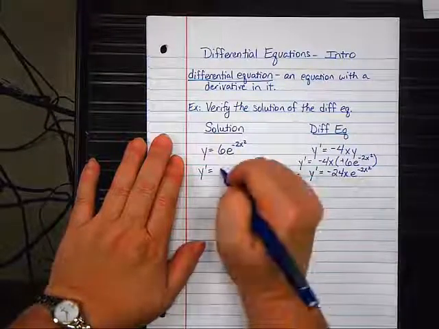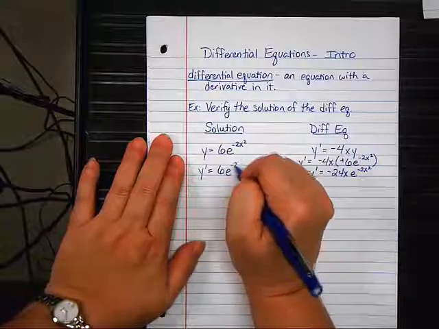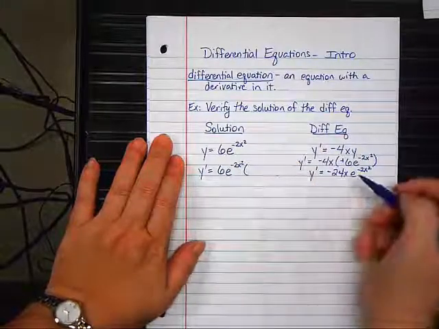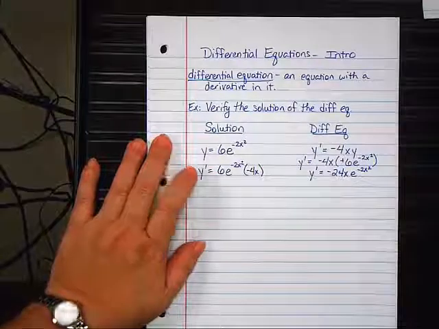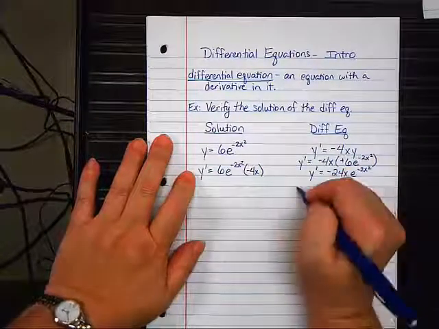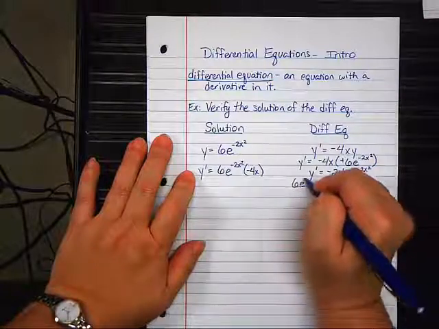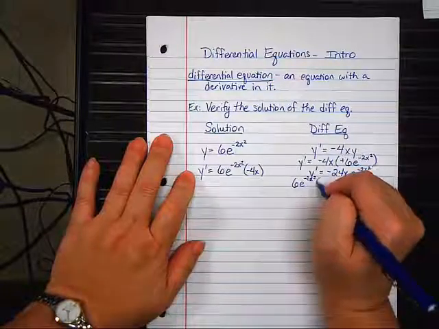Copy and paste. 6e to the negative 2x squared times negative 4x. There it is. Okay, so now put that in place of y prime. 6e to the negative, that's the whole point of what we're doing.